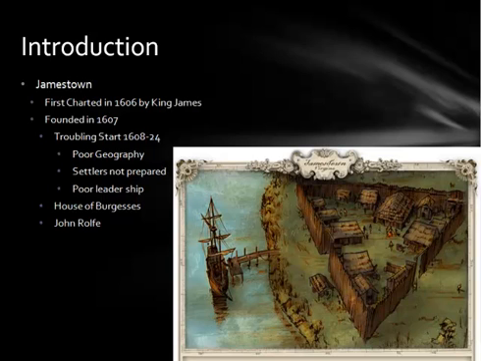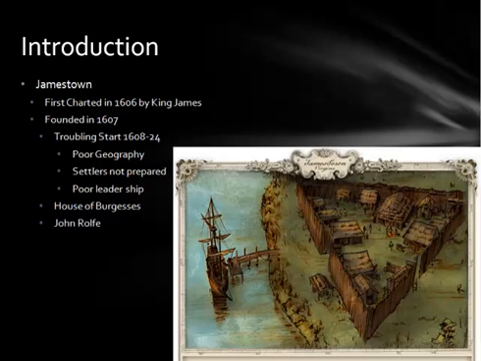Jamestown's early development was marked by incredibly hard times, due primarily to the poor geographical location. They built the original fort on a marsh. The settlers were not mentally or physically prepared, and there was poor leadership. So the beginning of this colony is marred in all sorts of problems.